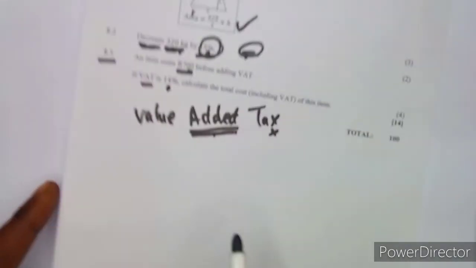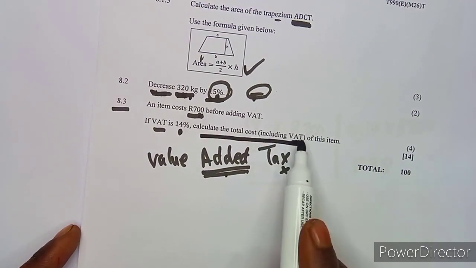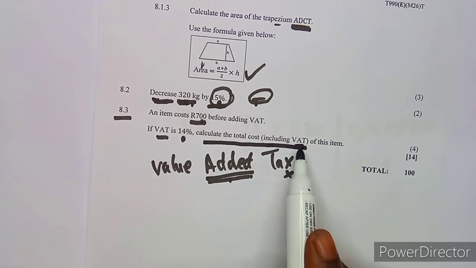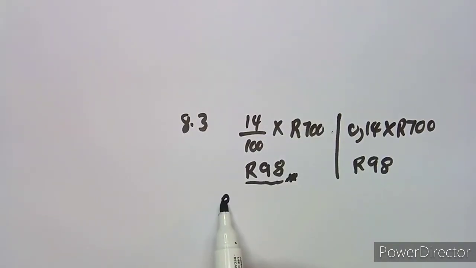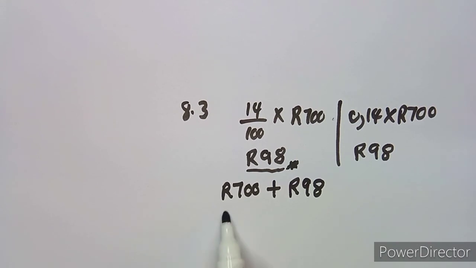So now what is going to be the total cost, including that value added tax, the VAT? It's going to be the amount that you had of 700 plus the tax which was being charged. So we are going to obtain 798 rand. So the item is now at this price, but originally the price was 700 rand.